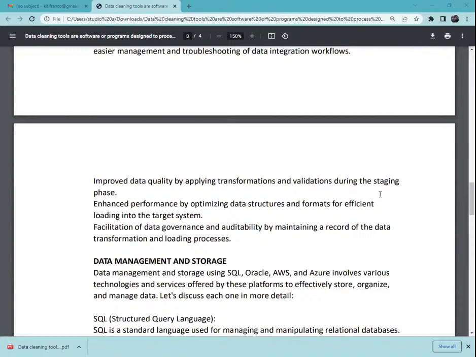Enhanced performance by optimizing data structures and formats for efficient loading into the target system. I would want to load this information, for example, into Oracle or into whichever system. Facilitation of data governance and auditability by maintaining a record of the data transformation and loading process. Ladies and gentlemen, we are saying that DataStage as a system has a big advantage that it is leaving behind an audit trail. That's what we call auditability.